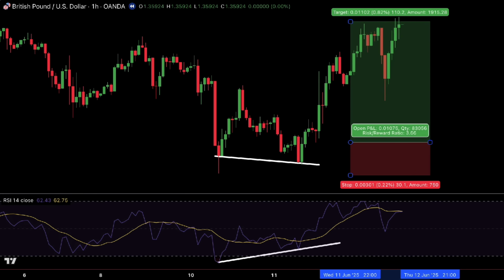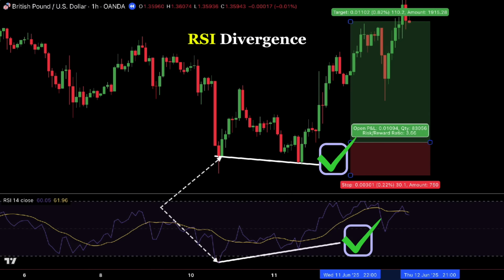Let's get started. To recognize hidden market shifts before the big move starts, we need just one simple strategy: RSI Divergence. Before we talk about divergence, let's first learn how to find and add the RSI on your chart.